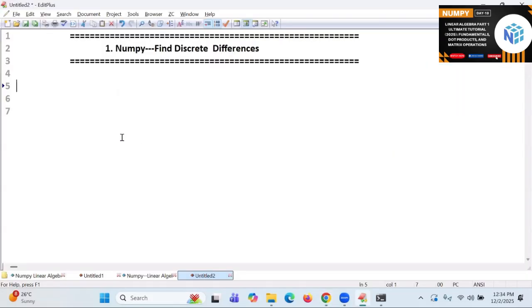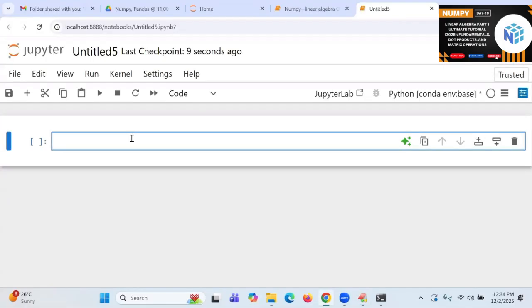Go to the next one here. Discrete differences. Finding the discrete differences. To find the discrete differences, we will use a function. What is the function name? It is called diff. Present in which module? NumPy.